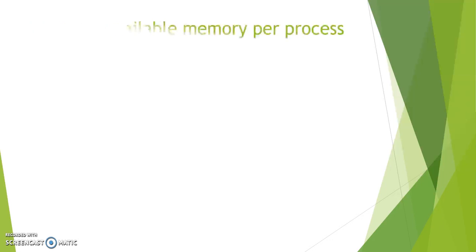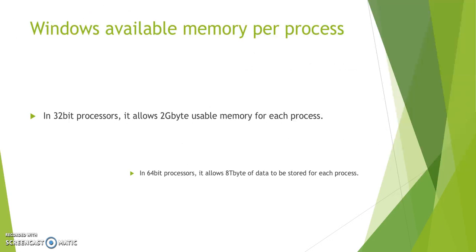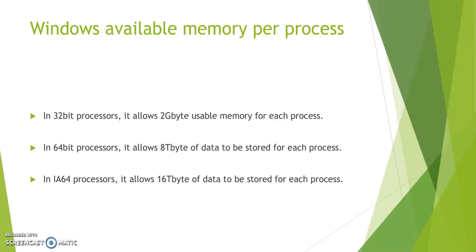In 32-bit processors, it allows 2 GB of usable memory per process. In 64-bit processors, it allows 8 TB of data to be stored for each process, and in IA64 processors, it allows 16 TB of data to be stored for each process.